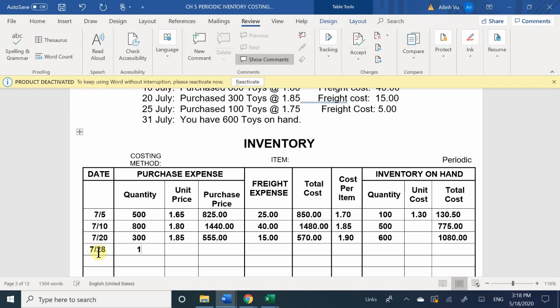July, 100 units at $1.75 each. That'd be $175. And the freight? $5. And the total cost is $180. And then what is the unit cost per unit? 1.80.